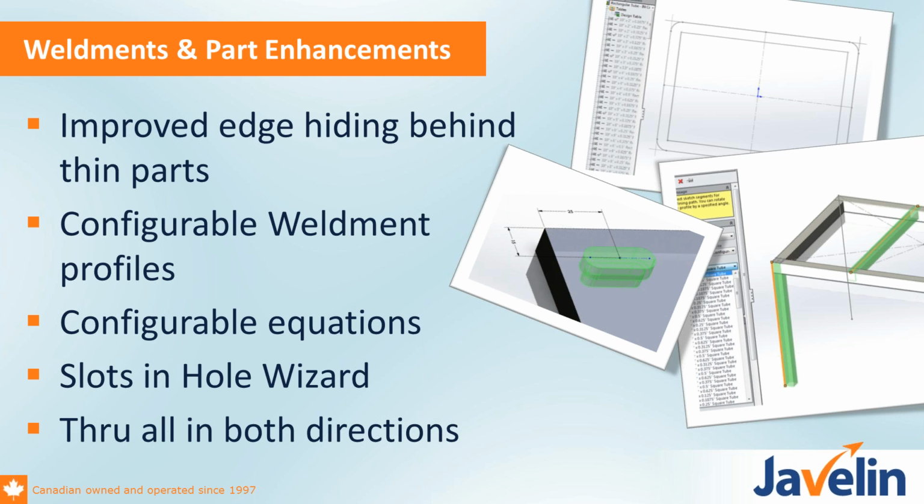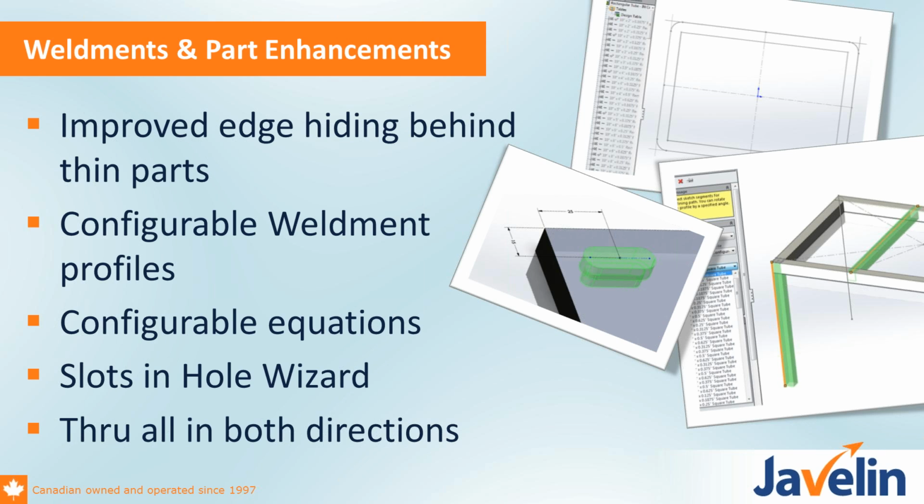Okay, so back to part design, weldments and part enhancements. There's a couple things we're slotting in here that are beyond the weldments, but we're grouping them together. First off is improved edge hiding. If you have thin sheet metal parts on top of welded frames, as a typical example, where you have edges bleeding through in the graphics area, they've managed to improve that to hide them. So much easier to take screenshots.